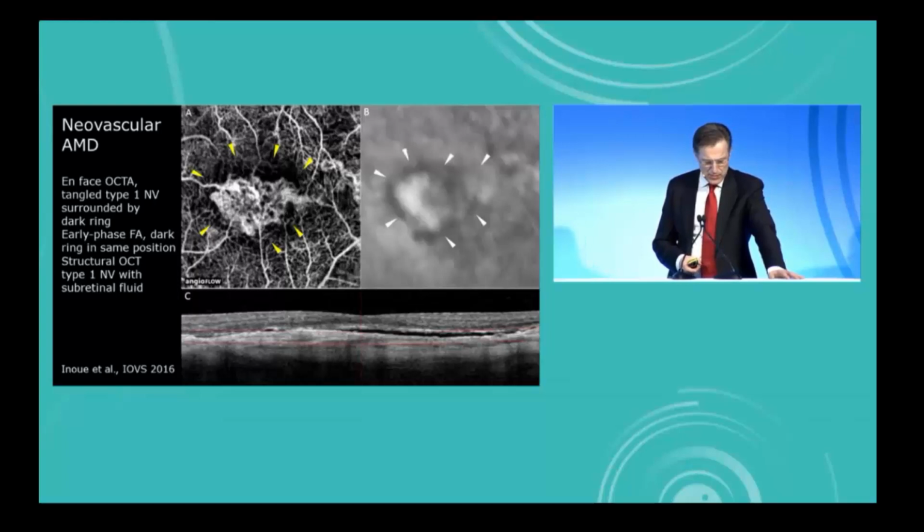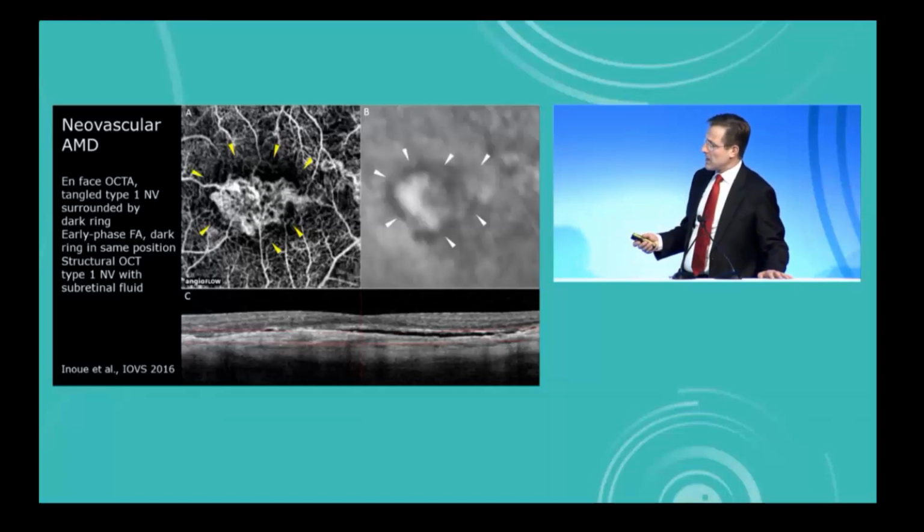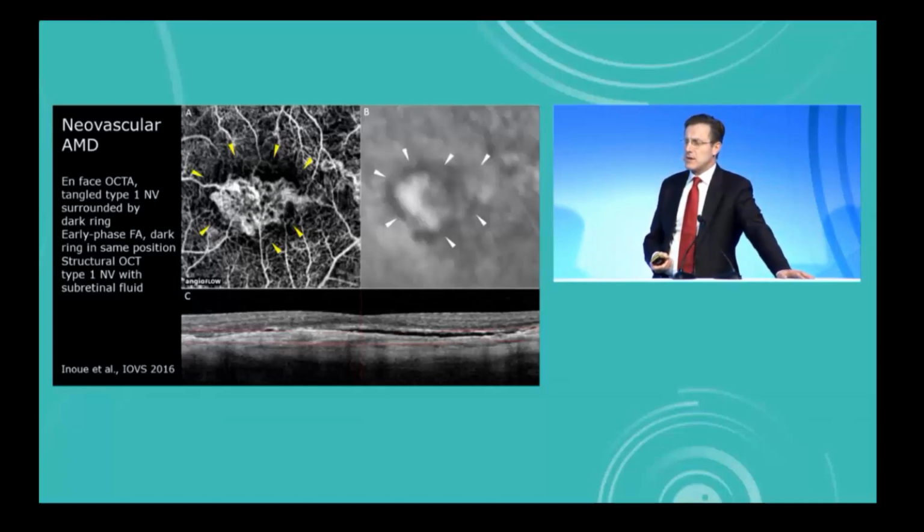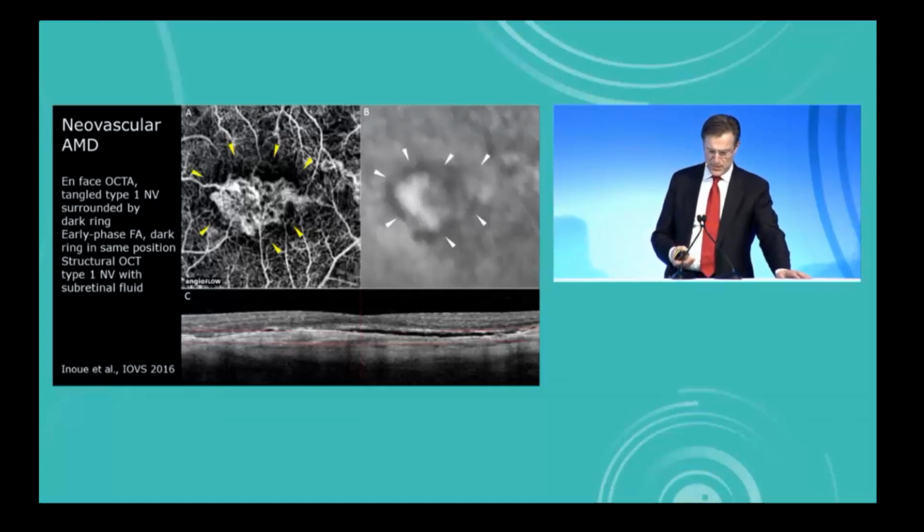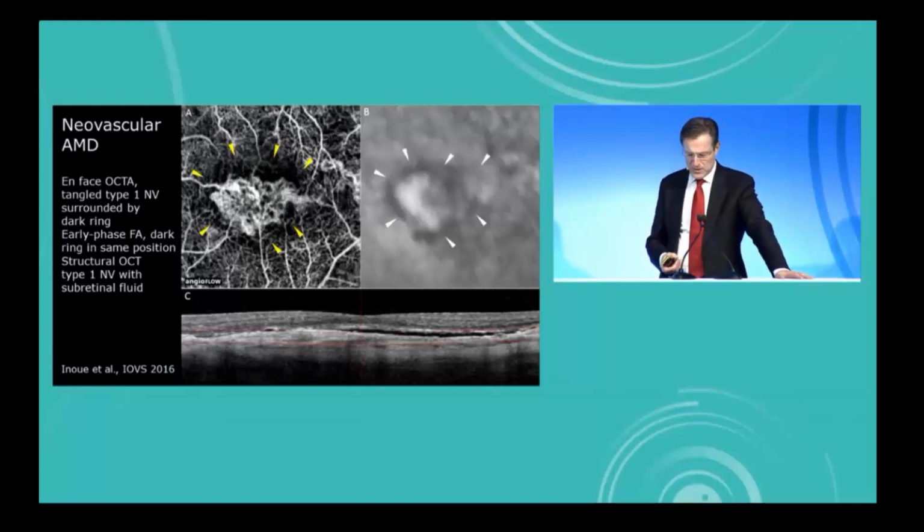Here, an example of an en-face OCT again with a tangle type 1 neovascularization surrounded by a dark ring in section A. Section B shows a halo around it, as we're used to seeing it on a fluorescein angiogram, and this is commonly described as fibrin, a product of exudation from the most immature vessels at the rim of the neovascularization, producing a shadow on the angiogram.